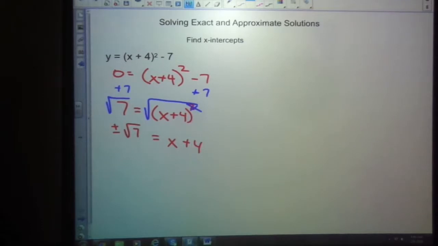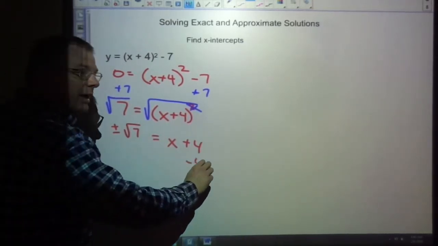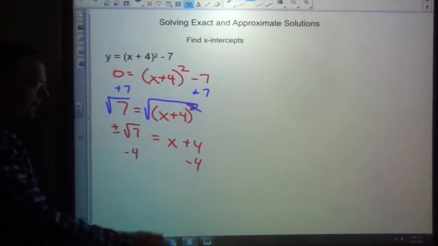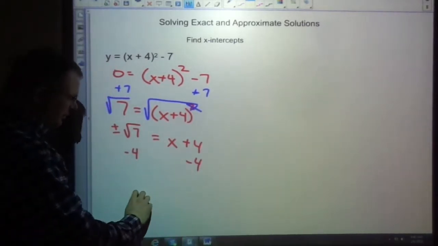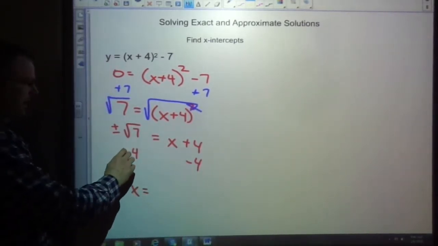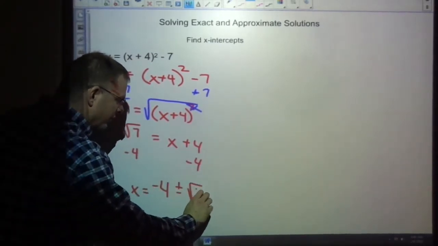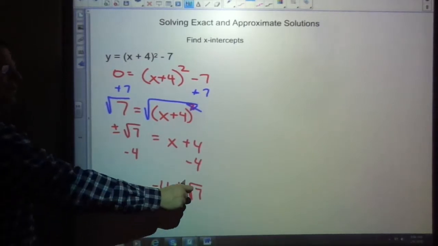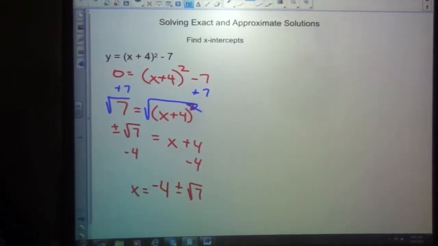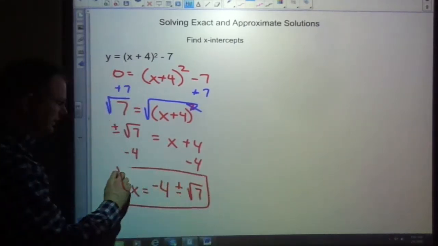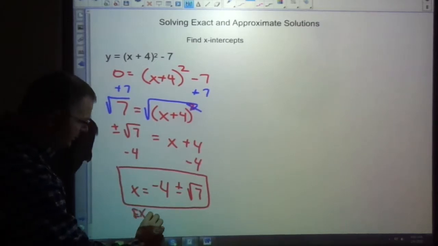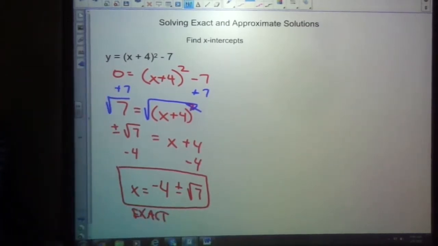Now I'm one step away from having x all by itself. I simply need to subtract 4. And so I have x equals, and I'll just write it this way, negative 4 plus or minus square root of 7. I can't smush those together because one's a plain number and one's a radical. This is my exact solution. When you're asked for an exact solution, that's what we're looking for, because that's exactly what it is.